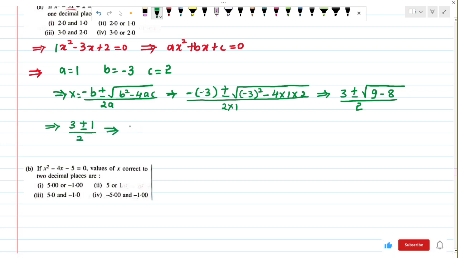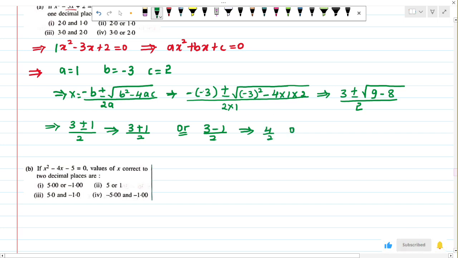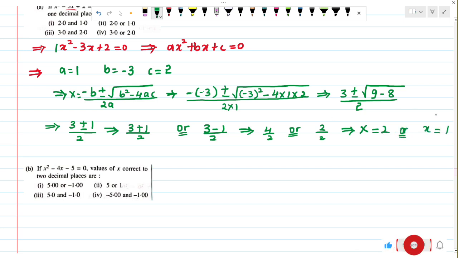So if I take the 2 possibilities, that is 3 plus 1 divided by 2 or 3 minus 1 divided by 2, I'll get 3 plus 1 is 4 divided by 2 or 3 minus 1 is 2 divided by 2. I'll get the values of x as x is equal to 2 or x is equal to 1. So the correct option here is the second option. So we will mark this, 2.0 or 1.0.